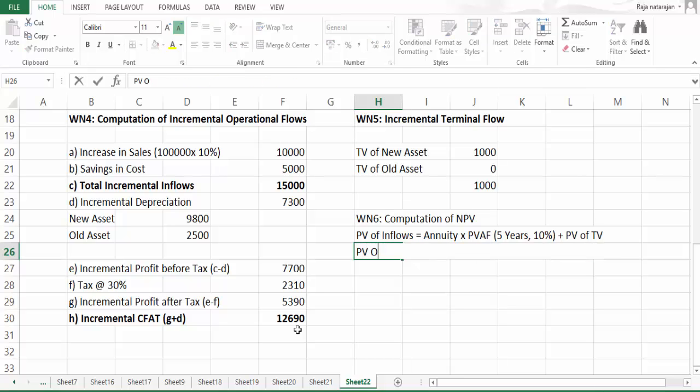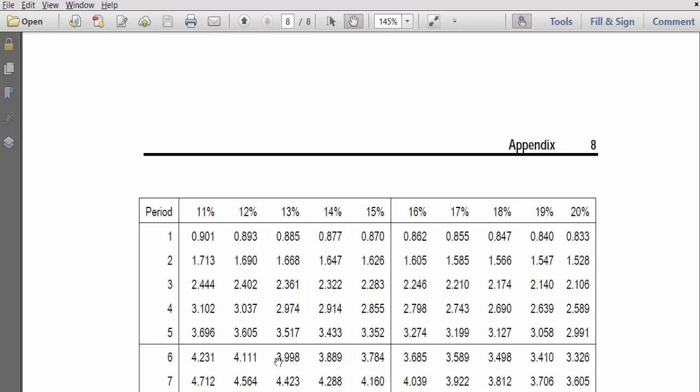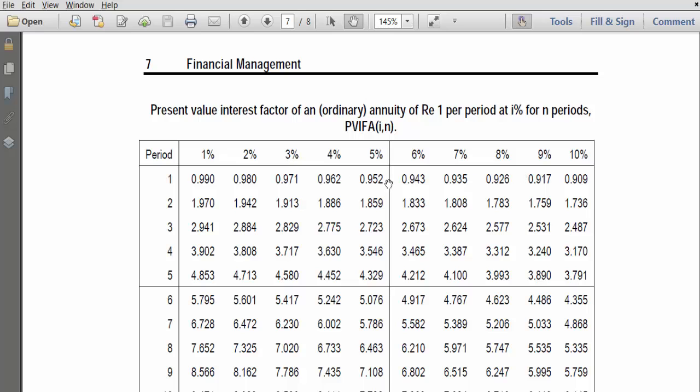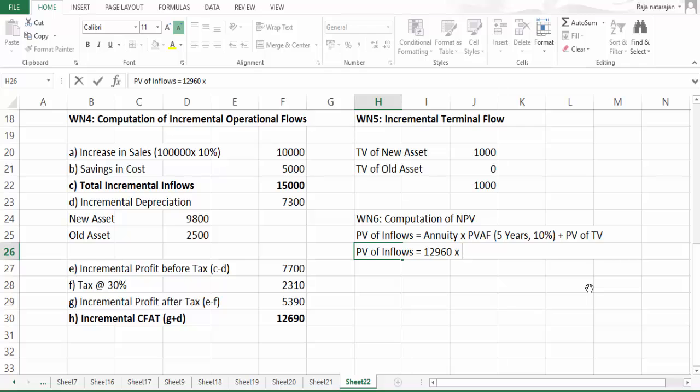So let me finish off the PV of inflows. PV of inflows is going to be equal to the annuity of 12,960, and that should be multiplied with the present value annuity factor for 5 years at 10%. So we'll go to the present value annuity factor table, at 5 years across 10%, and it's going to be 3.791. So this is one element in my PV of inflow.